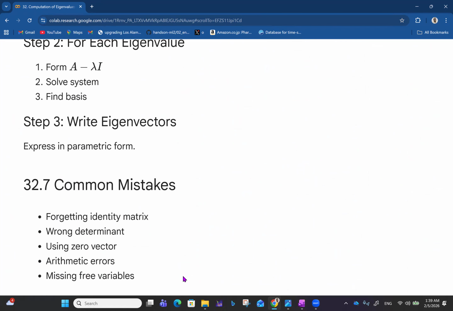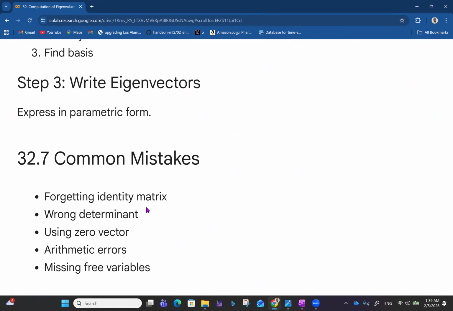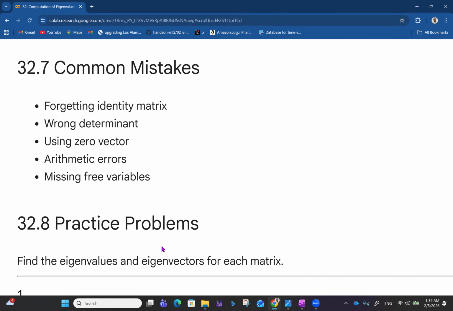Then these are the common mistakes you should pay attention to. Forgetting the identity matrix is usually a mistake. Then wrong determinants can make you miss it. Determinants can be confusing, especially when the matrix becomes bigger. Then using the zero vector: if you forget to use the zero vector on the right-hand side, you can have a problem. Arithmetic errors, because of the many numbers, you can mix things up. So watch out for that. Then missing free variables can also be a problem.